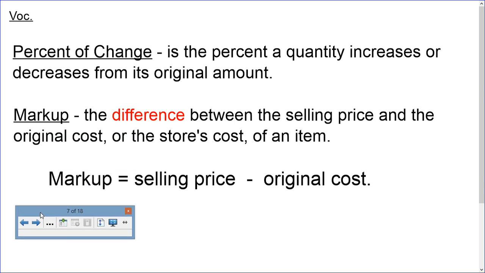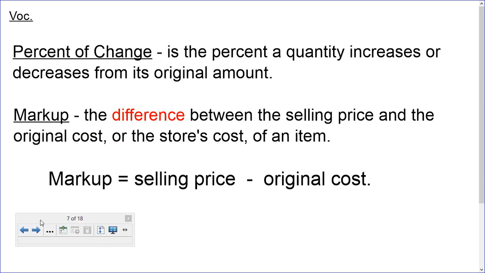So first, percent of change, something you should know. It's the percent a quantity increases or decreases from its original amount. The markup is the difference between the selling price and the original cost, or the store's cost of an item. So a markup is the selling price minus the original cost.